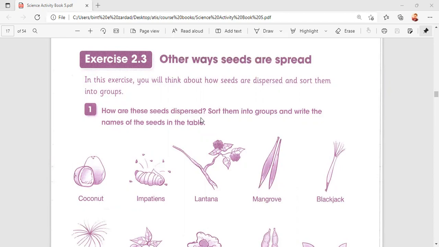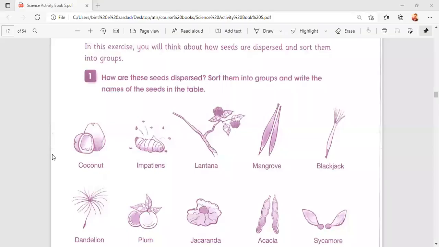So you can see here different seeds. How are these seeds dispersed? Sort them into groups and write the names of the seeds in the table. So you can see here the coconut seed. Coconut seed is dispersed by water, floating on the water.